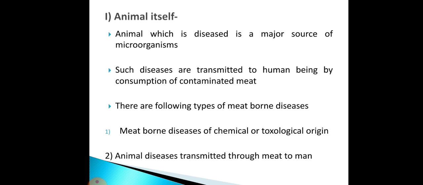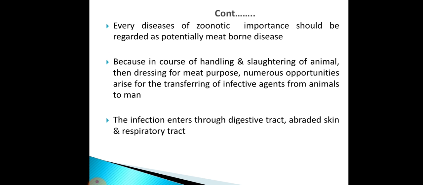The first source is the animal itself. The animal which is diseased is a major source of microorganisms. Such diseases are transmitted to human beings by consumption of contaminated meat. Therefore, there are the following types of meat-borne diseases. First, meat-borne diseases of chemical or toxicological origin. Second, animal diseases transmitted through meat to man. So every disease of zoonotic importance should be regarded as potentially meat-borne.